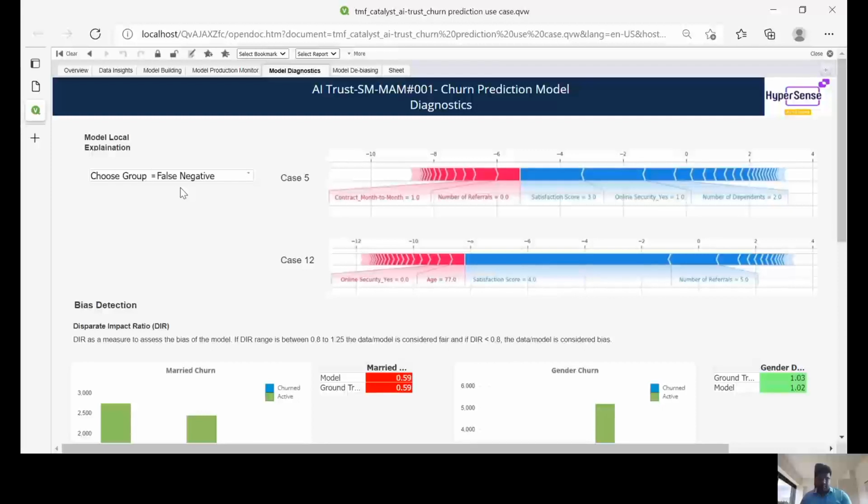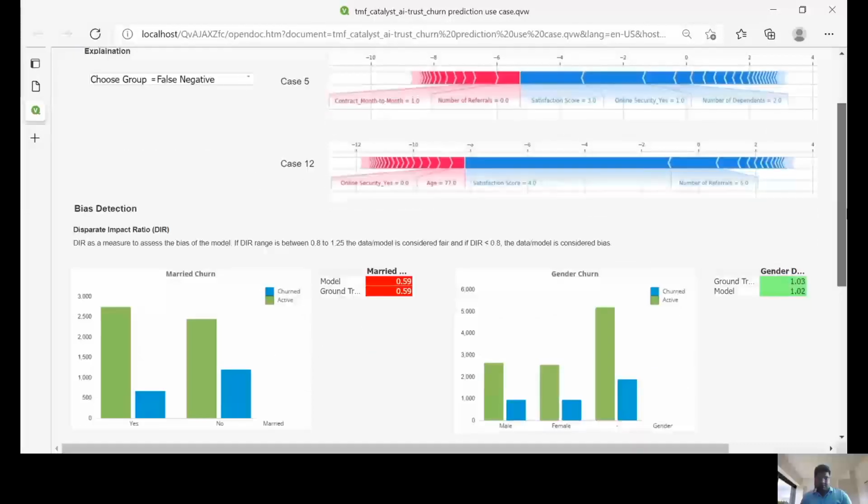We have seen in the canvas that especially for the high value customers, and high value customers was just a hypothetical example, but for a certain group of customers, the model was having a lot of false negatives. So we can look into this analysis to see why that is the case.